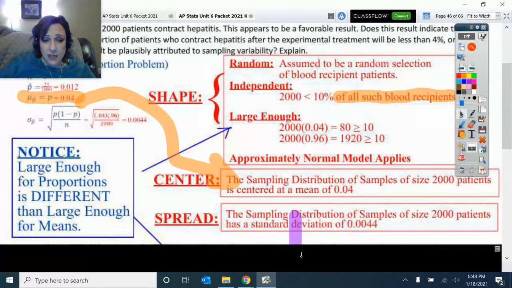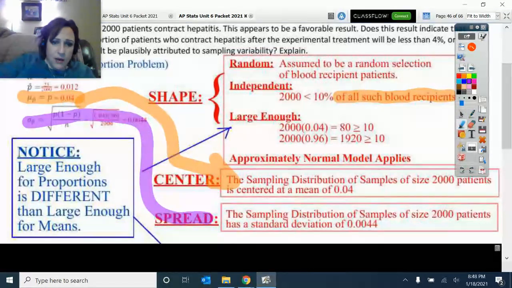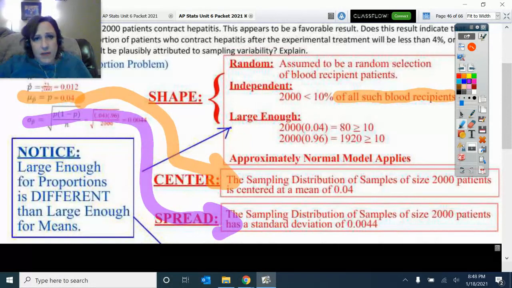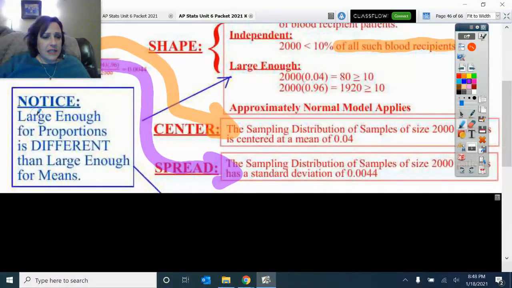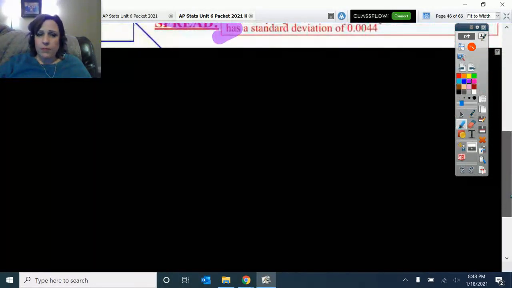Okay, so for our spread, that's also the standard deviation. So what you could do is take that information that you have over there on the left. I could take that section there and put that right there. So I write center and I put that formula from the orange section. I write spread and then I put that standard deviation of the p hats there. Okay. And again, notice that the large enough for proportions and for the means is different. Which we'll get to, the mean problem is next.